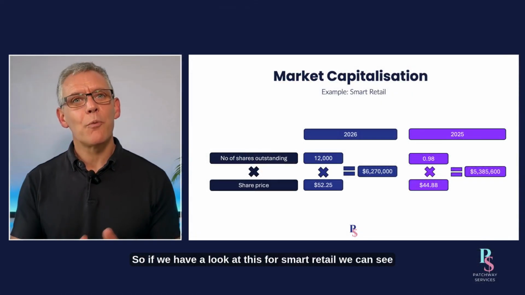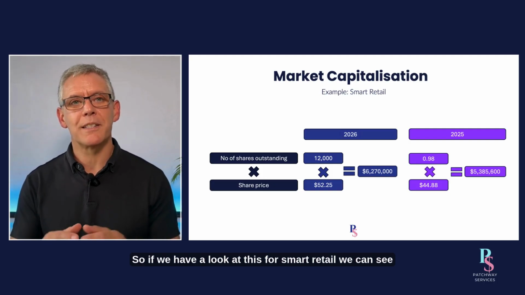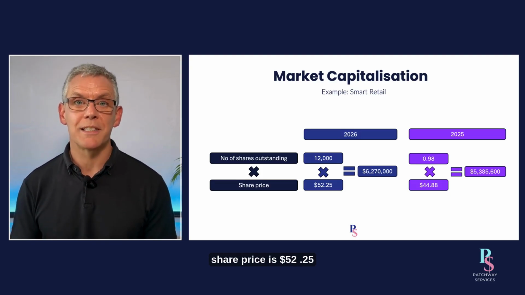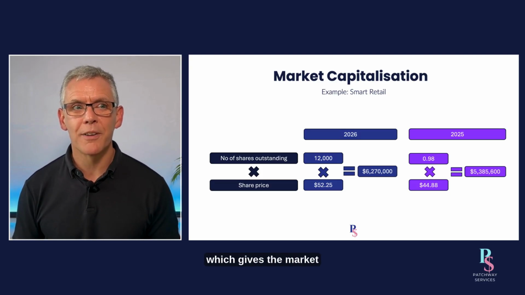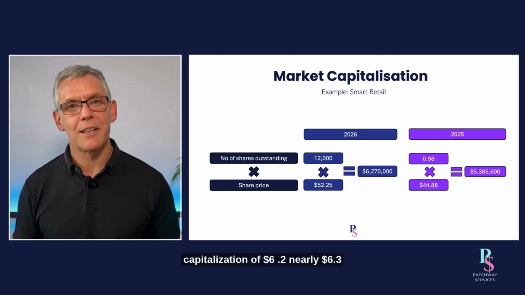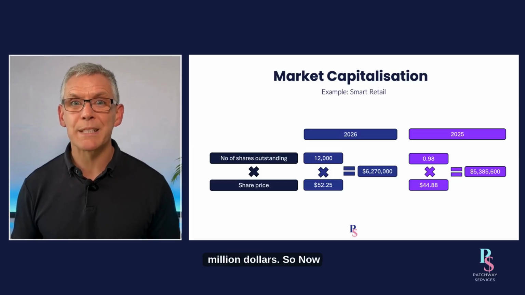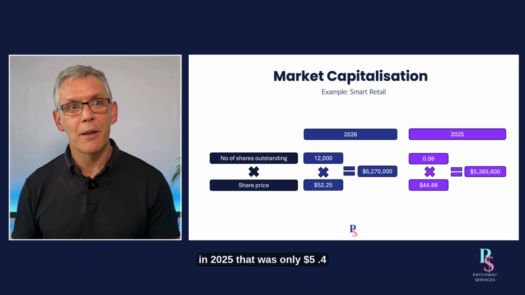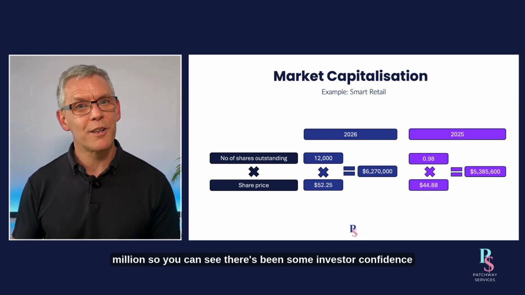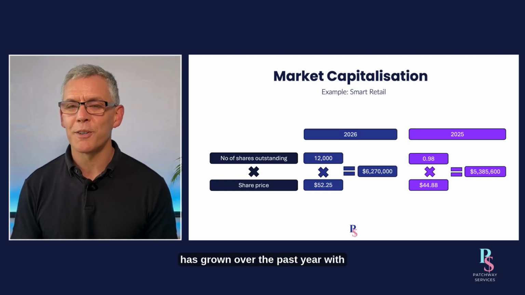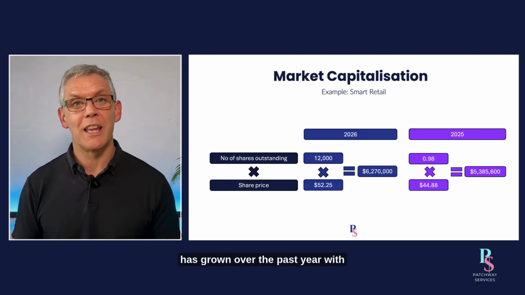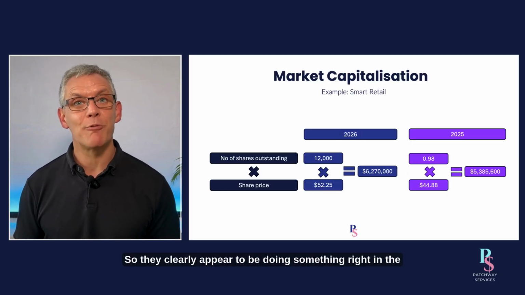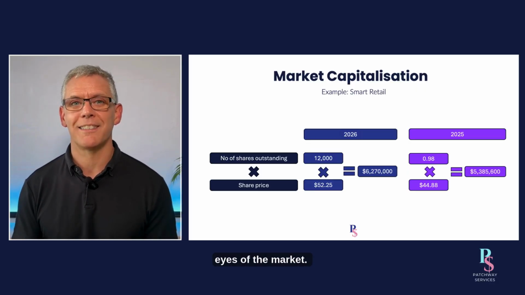So if we have a look at this for Smart Retail, we can see the number of shares outstanding at $12,000. The share price is $52.25, which gives a market capitalization of nearly $6.3 million. Now in 2025, that was only $5.4 million. So you can see there's been some investor confidence has grown over the past year with regards to Smart Retail. So they clearly appear to be doing something right in the eyes of the market.